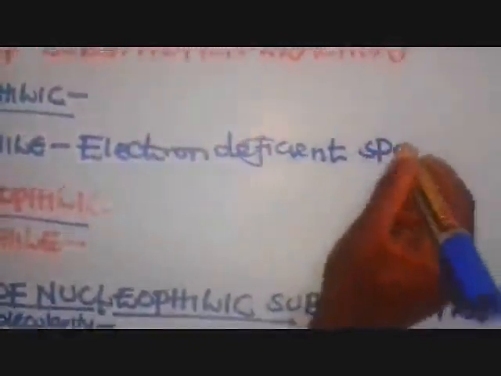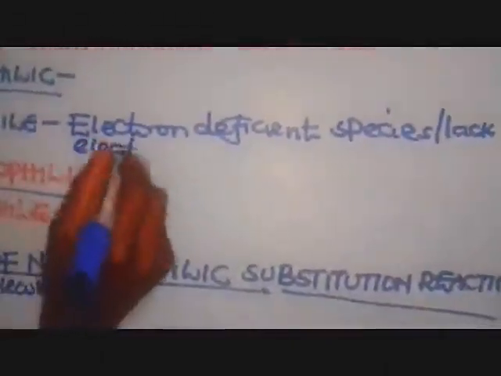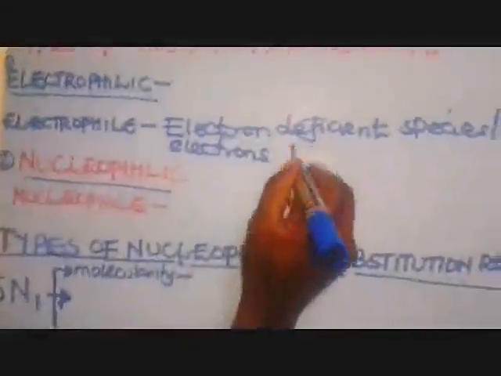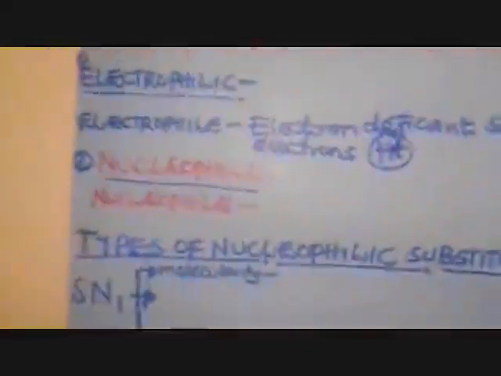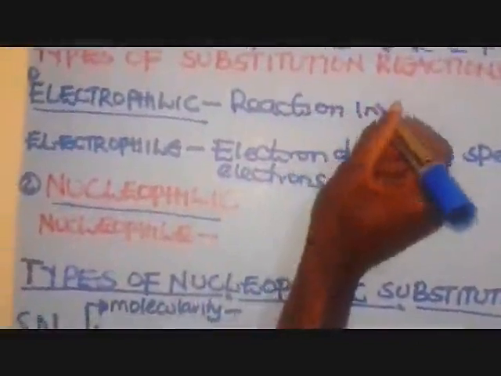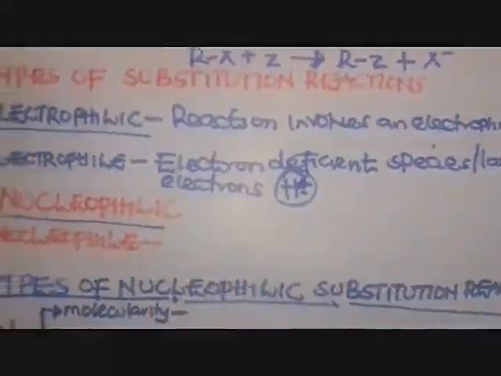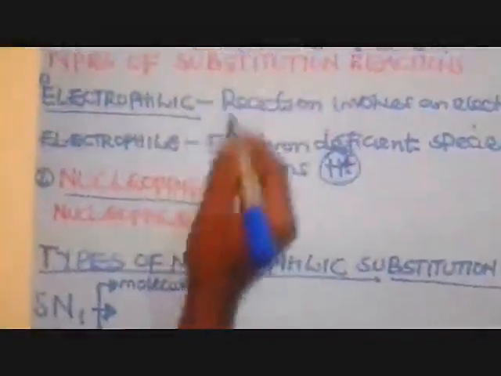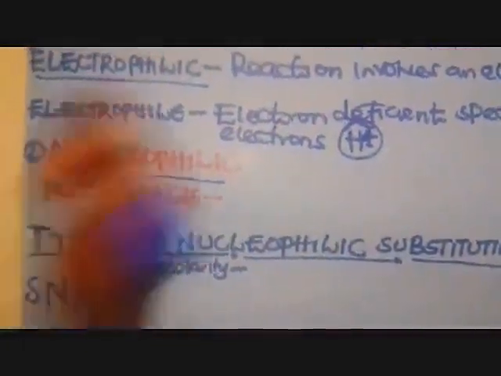An electrophile is an electron deficient species, one which is lacking electrons. If I have something like that in chemistry, its mere appearance implies that electrons are needed. So this substitution reaction involves an electrophile, which is an electron deficient species. In simple terms, electrophilic substitution reaction is a reaction that involves displacement of a functional group by an electrophile. You are replacing a functional group by an electrophile.